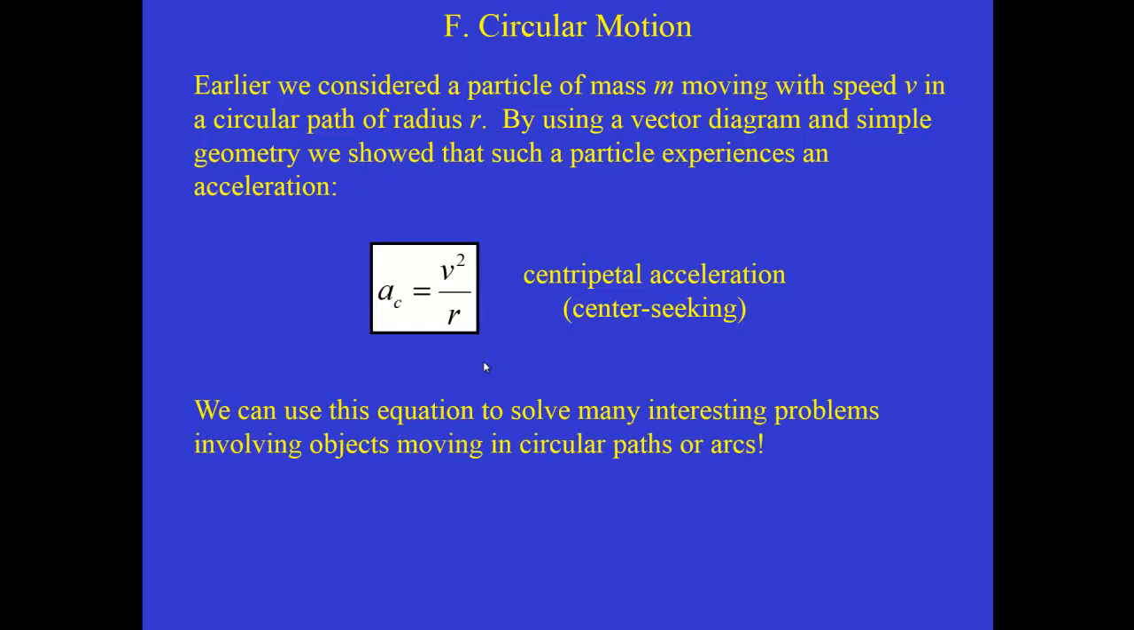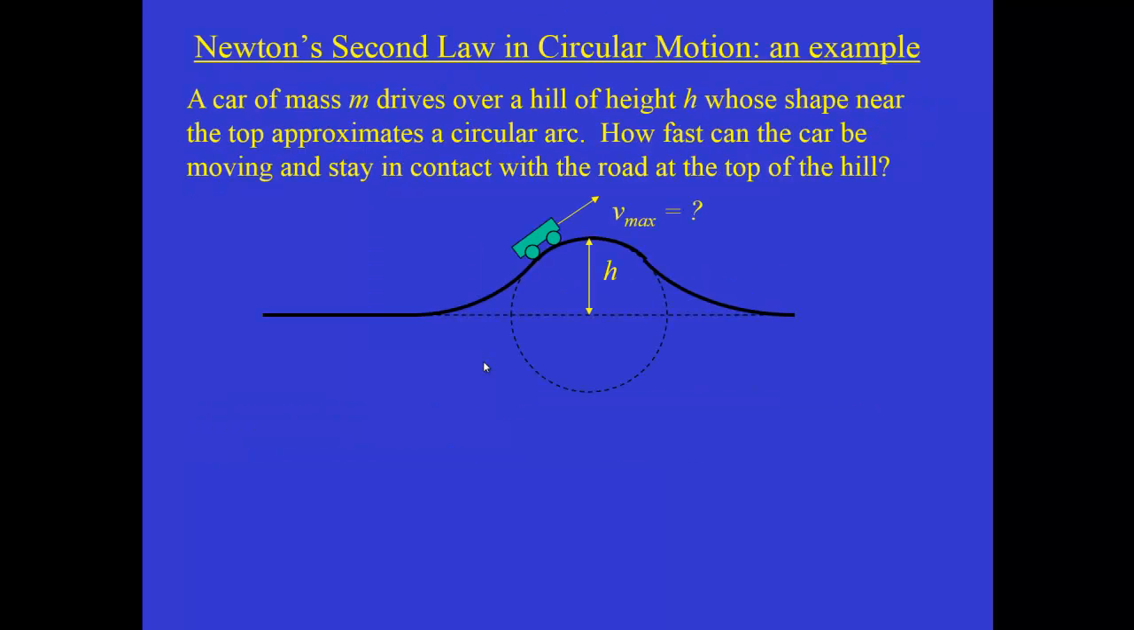We can use this equation to solve lots of interesting kinds of problems involving objects that move in circular paths or arcs. And here, let me just set up this example problem and then show you how to solve it. A car of mass m drives over a hill of height h whose shape near the top approximates a circular arc. And the question that we're going to try to answer is this: how fast can the car be moving and stay in contact with the road at the very top of the hill?